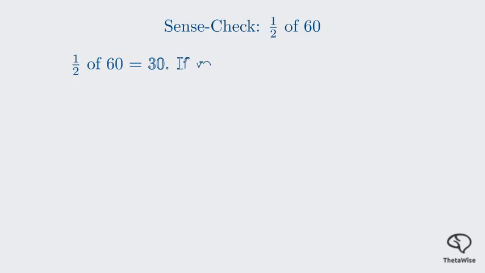A very important tip is to always do a sense check of your answer. This means asking yourself if the answer makes sense. For example, what is 1/2 of 60? You know that 1/2 is less than 1, so 1/2 of 60 must be less than 60. The correct answer is 30. If you made a mistake and got an answer like 120, you should immediately realize something is wrong. If your answer is larger than the original number when you're taking a fraction of it, you've likely made a mistake. Always take a moment to estimate or think about the size of your answer. This simple step can catch many errors.